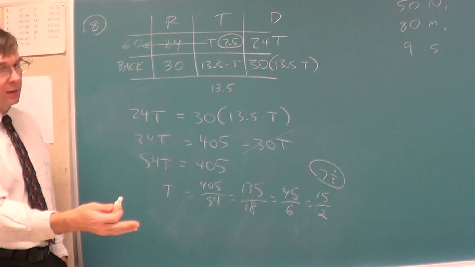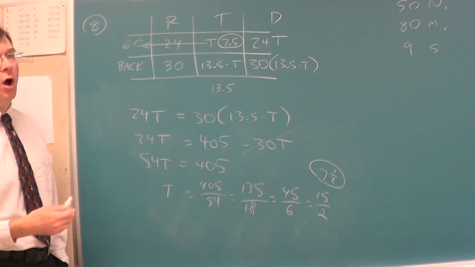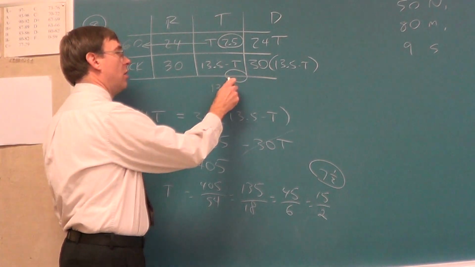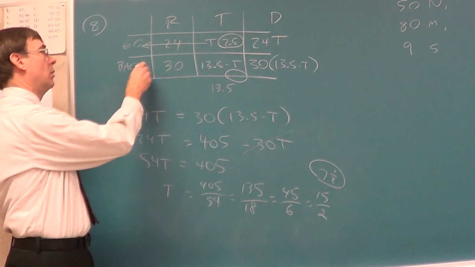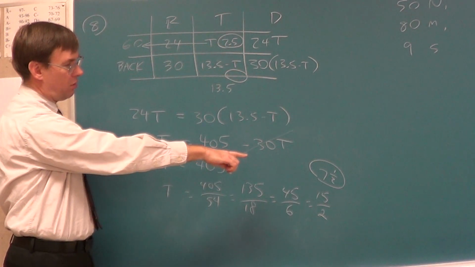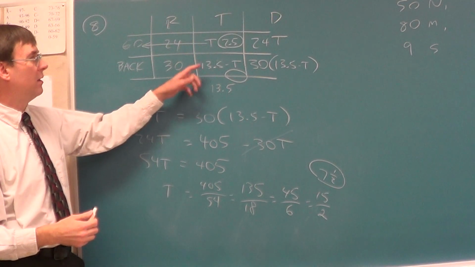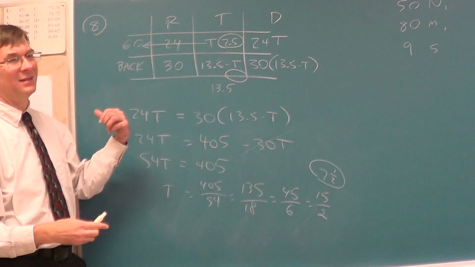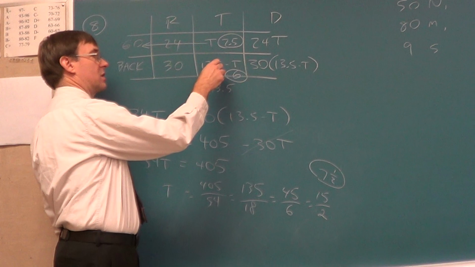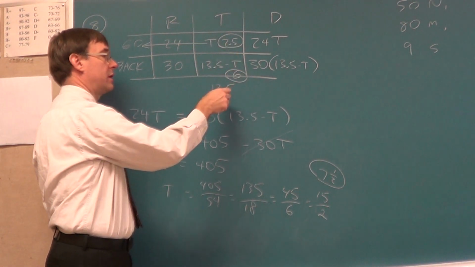If they ask us how long does it take to go, the answer is 7.5. What if they ask you how long does it take to get back? Well, that would be the back line, the time box. If you solved and algebra got you a t of 7.5, then how much is the time to get back? 6. Because it's 13.5 minus the 1 makes the other. These two need to total 13.5.